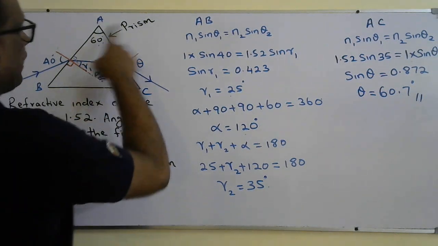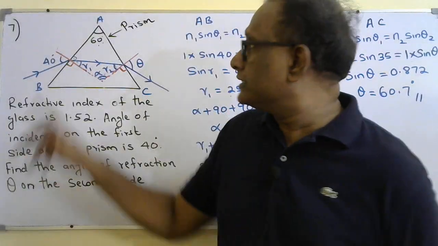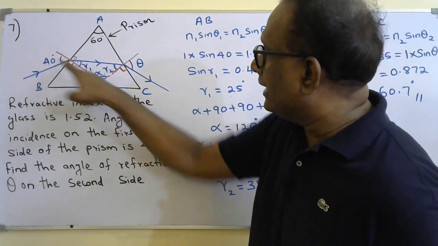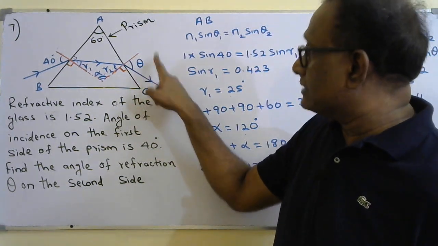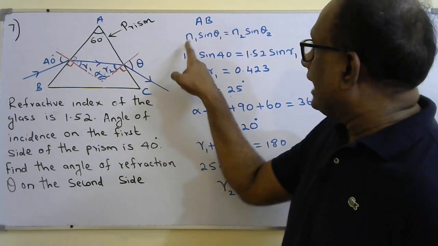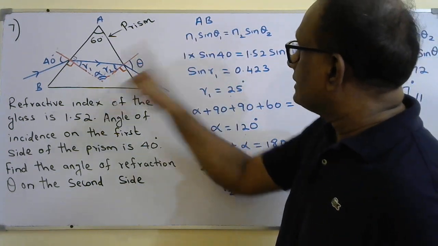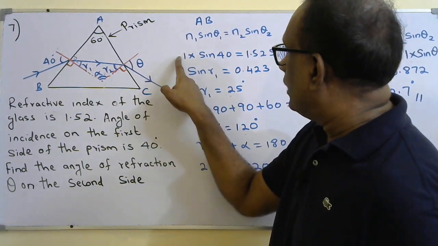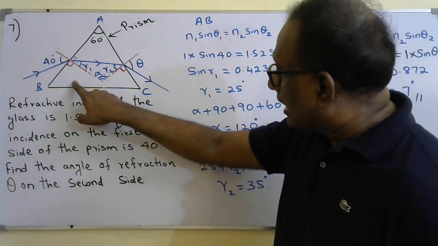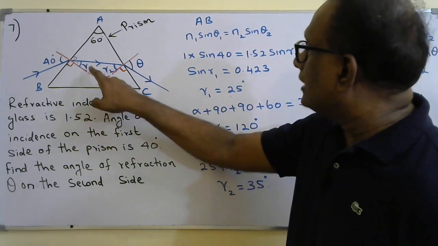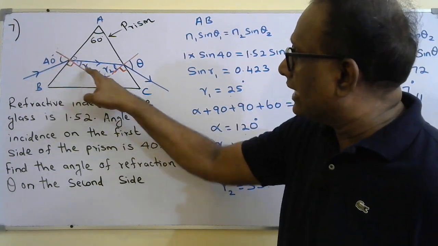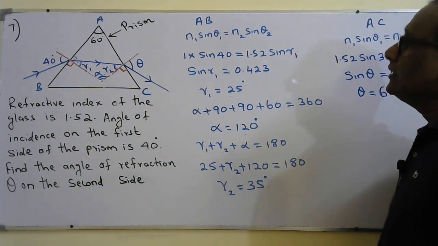Again I'll explain. I use Snell's law for the first face. The given data in this question is a prism with a prism angle of 60 degrees. The angle of incidence on the first side is 40 degrees. The question is the angle of refraction at the second face. I use Snell's law for the first side AB. N1 sin theta 1 equals N2 sin theta 2. N1 is the first medium, air, so that is 1. Sin theta 1, with the normal, is 40 degrees, given in the question. So sin 40 equals N2, the glass of this prism, which is 1.52, times sin R1. R1 is the angle of refraction for the first face AB with the normal. The red line is a normal. This is R1, and we find R1 is 25 degrees.